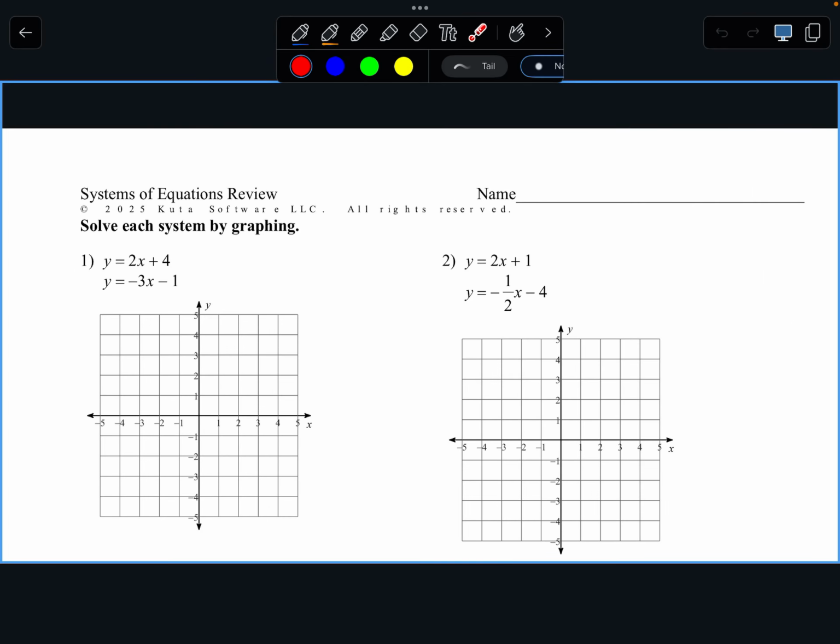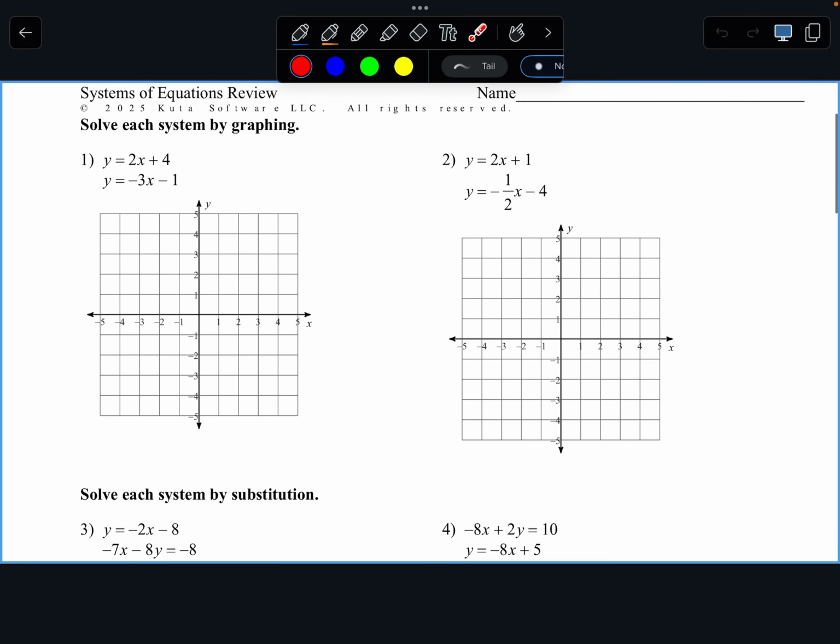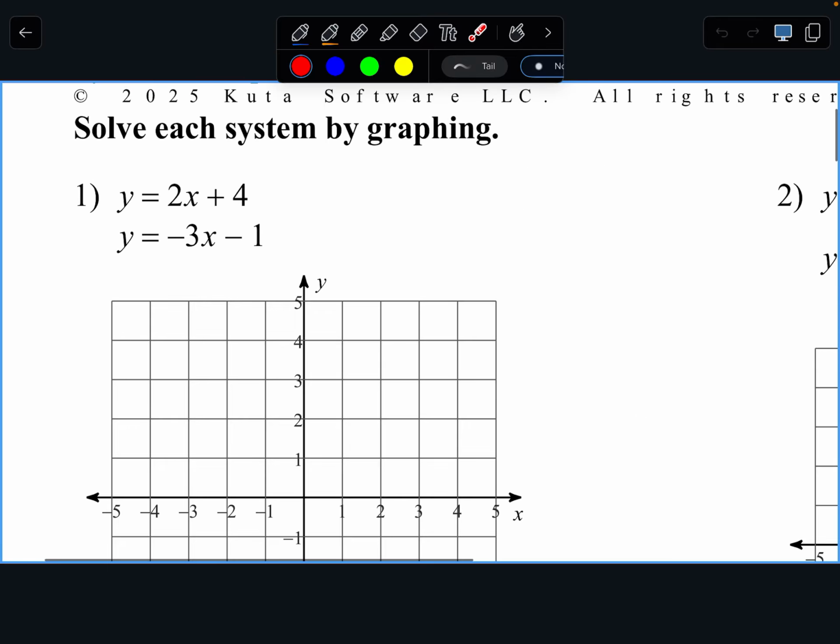Okay, let's take a look at these systems of equations. We have y equals 2x plus 4 and y equals negative 3x minus 1. So the slope for the first equation was 2. The y-intercept was 4. That tells us we start at 4. We have a slope of 2 over 1, which means we go up 2, right 1.